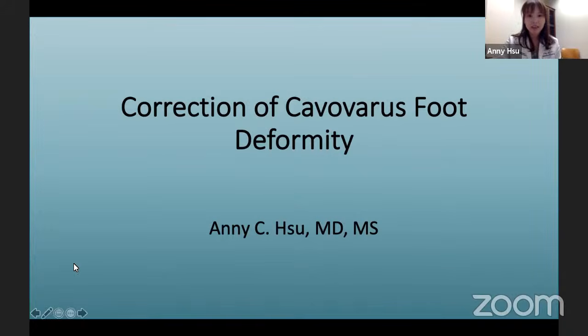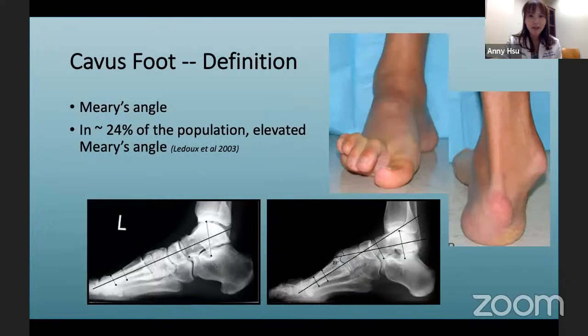So today I'll be talking about cavovarus foot deformity correction. To start off with a little bit of background, the definition of a pes cavus deformity is really based on Meary's angle with an apex dorsal angulation. But an elevated Meary's angle is commonly found in roughly about 24% of the population.